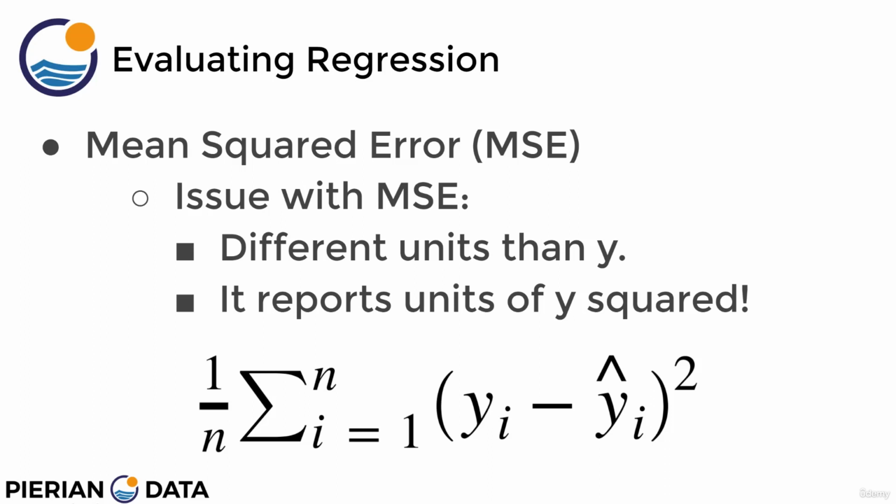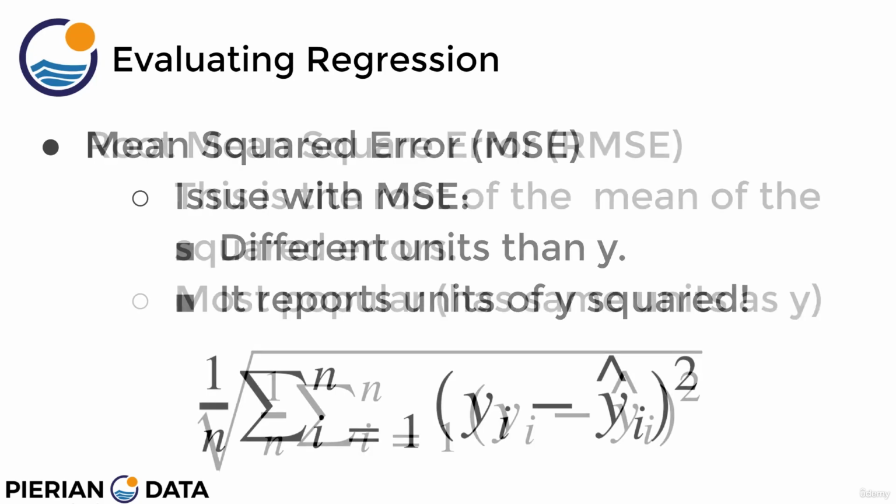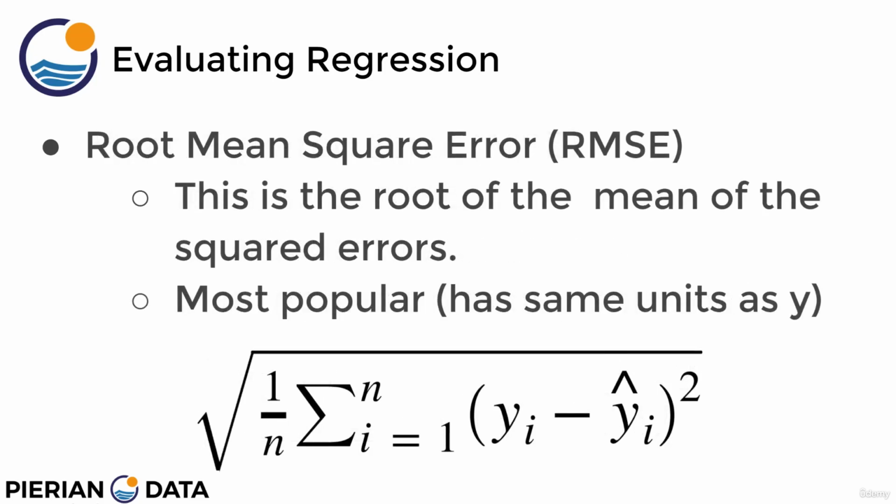So what we could do to fix this issue and get it back into units of the original y is simply take the square root of everything after we're done. And this is known as root mean squared error. And it's really analogous to a standard deviation instead of reporting back variance.